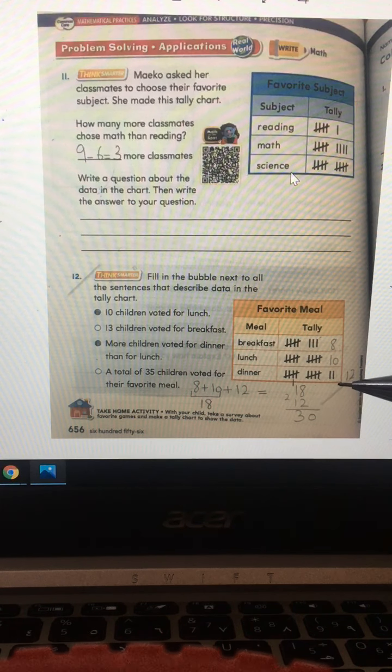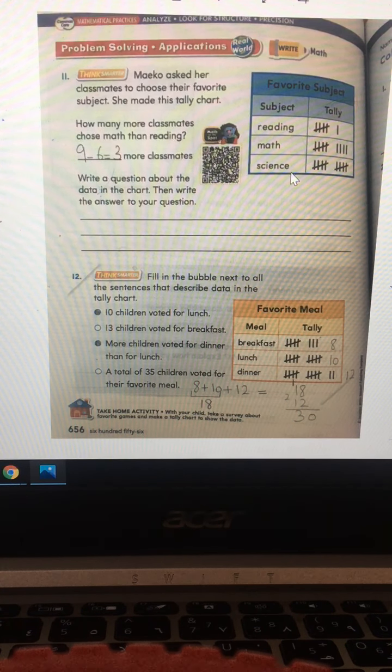Here the number of children is 12 and here 10. So of course 12 is more than 10. So yes, this sentence is true. More children voted for dinner than for lunch. Let's move on to the last sentence.